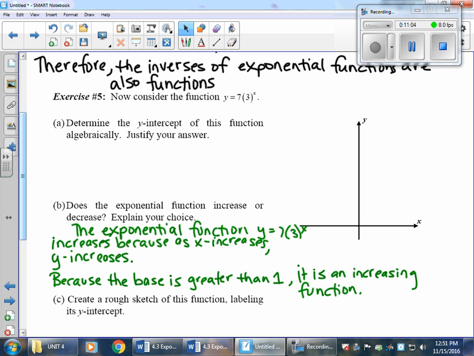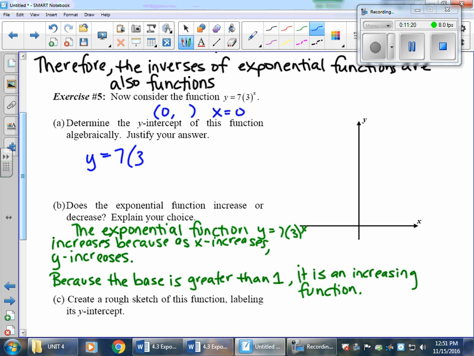And again, I always need to go back to thinking about what that means. What that means is it wants to know when x is 0, what is the y value? So to do it algebraically, we simply say y equals 7 times 3 to the 0 power, which is 7 times 1, which is 7. So I'm going to simply write the y-intercept, answer the question, is 7.